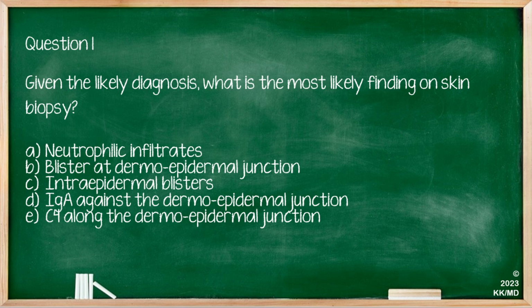The options are A. Neutrophilic infiltrates, B. Blister at the dermoepidermal junction, C. Intraepidermal blisters, D. IgA against the dermoepidermal junction, E. C4 along the dermoepidermal junction. And if you recall from our discussion earlier, if you have gathered that this is a classic case of Pemphigus vulgaris, you would hopefully realize that the correct option is going to be option C, which is intraepidermal blisters.